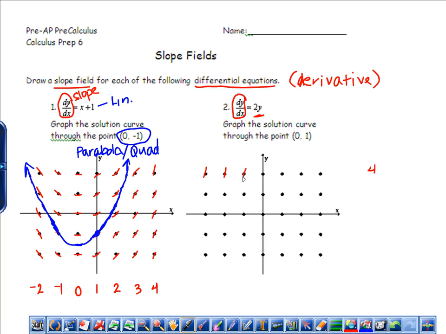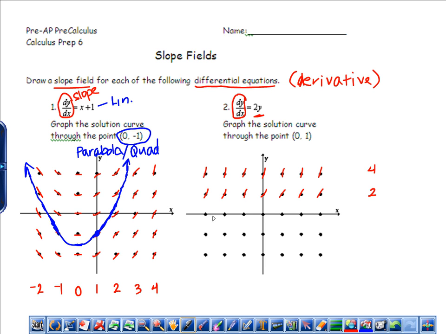So that's going to be a really steep little segment. All right, along this row, my y value is 1, so I multiply that by 2 and I get 2. And so that's not going to be quite as steep. It's still going to be pretty steep though, steeper than the 1.